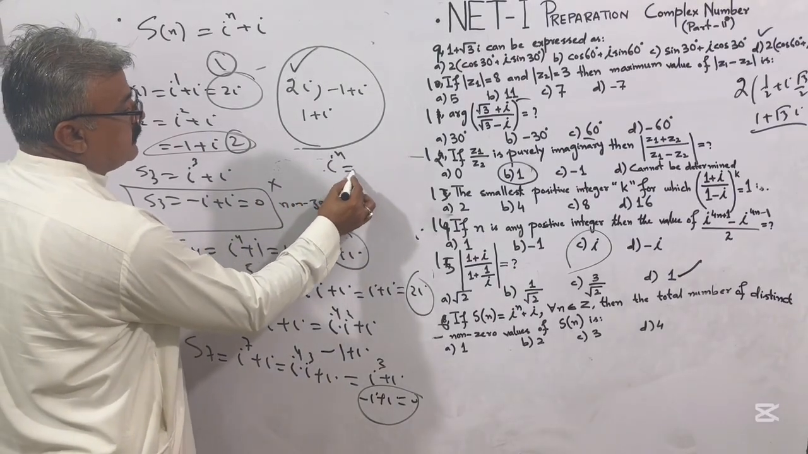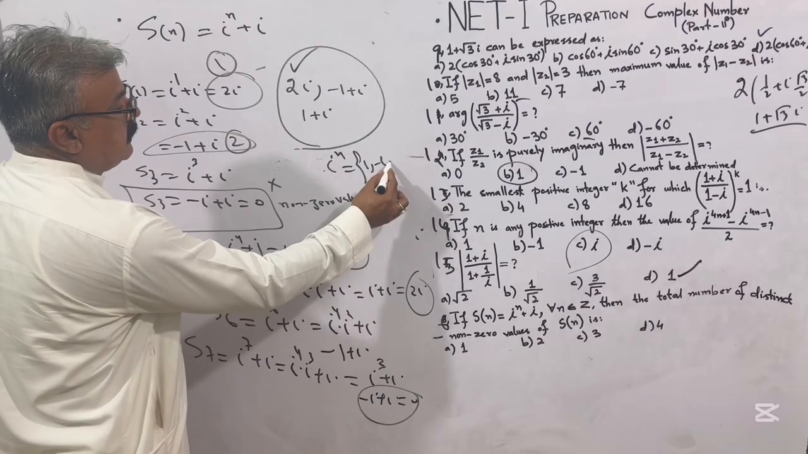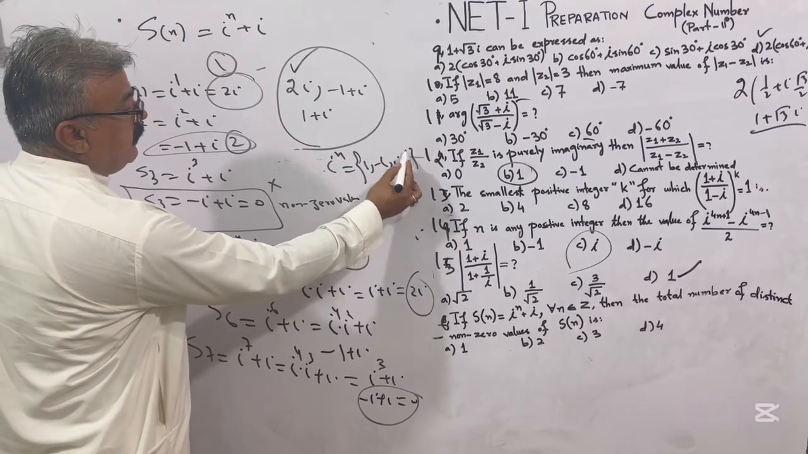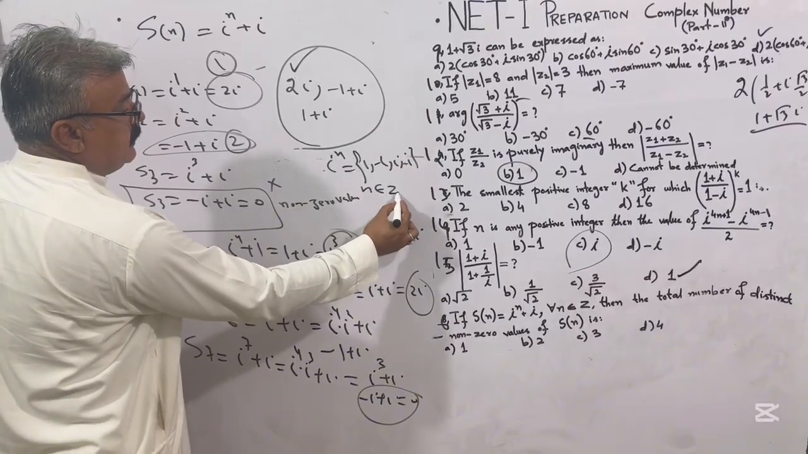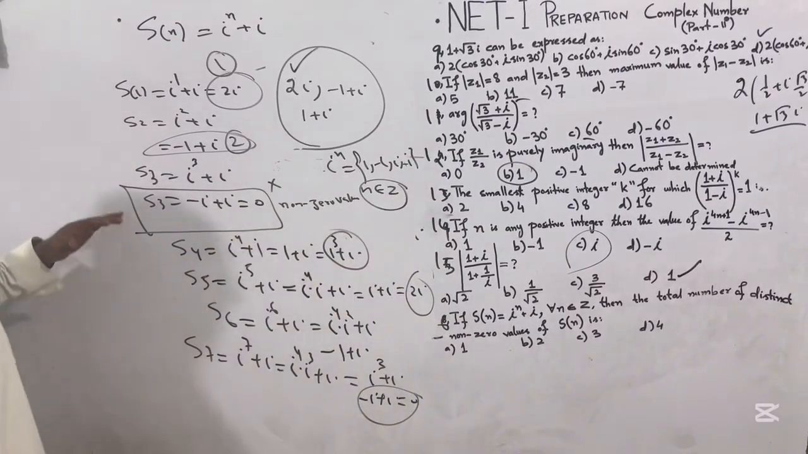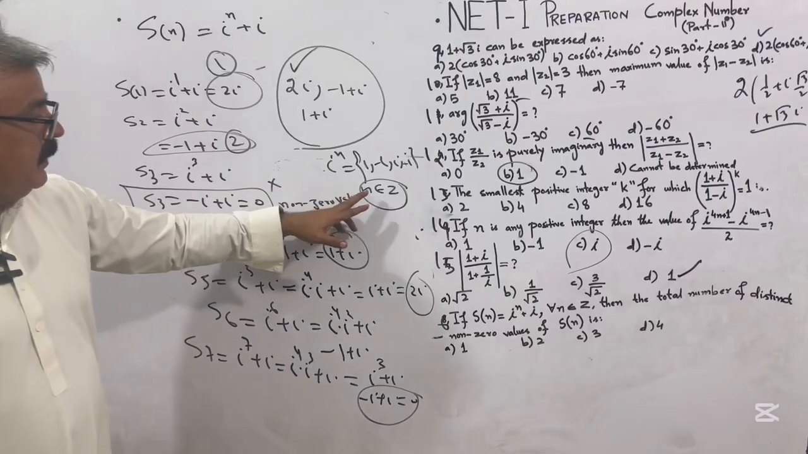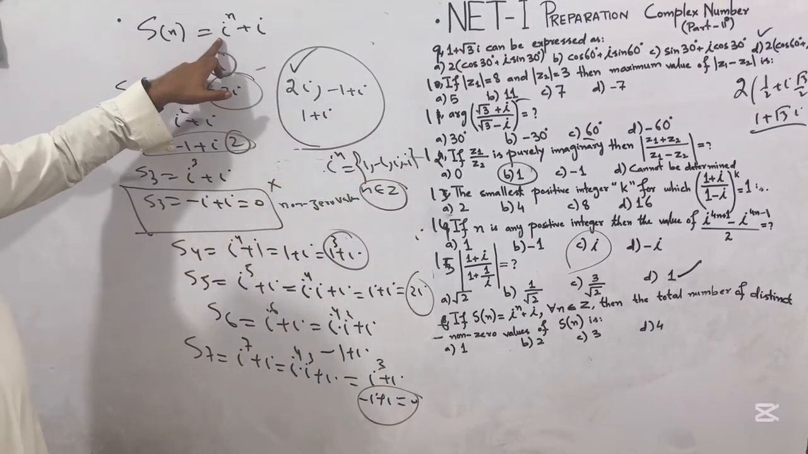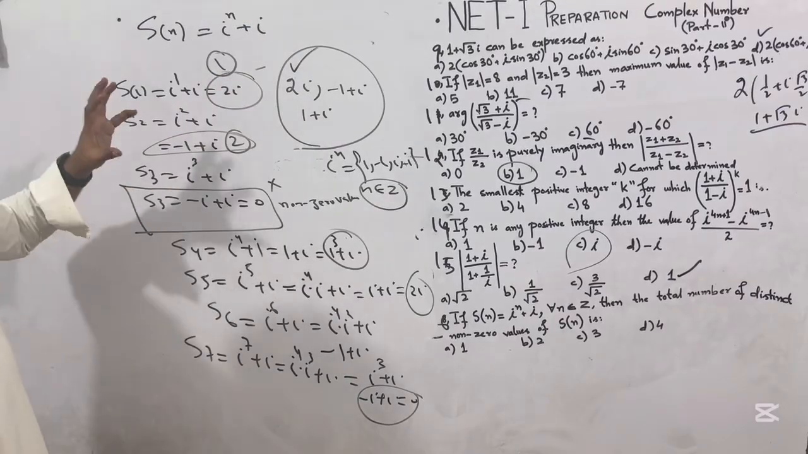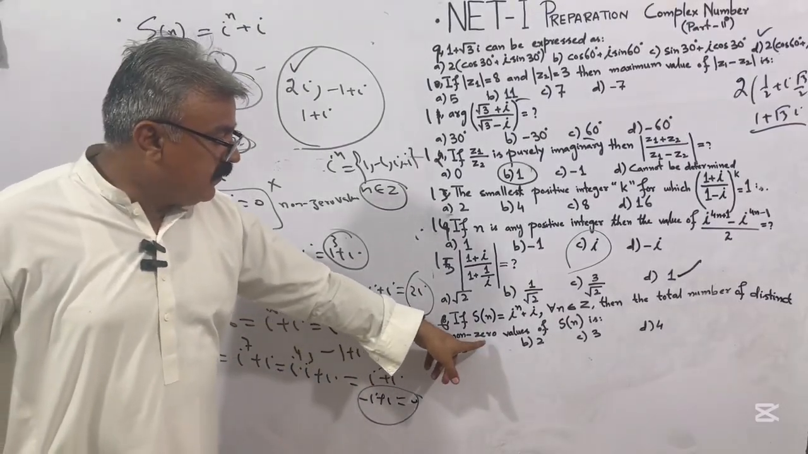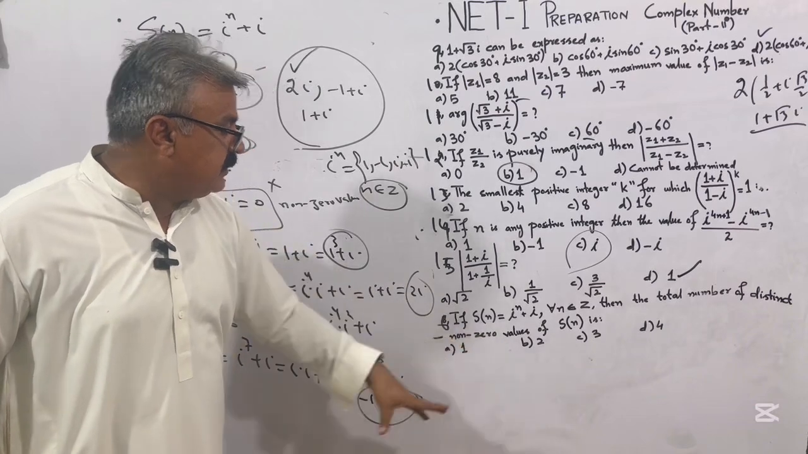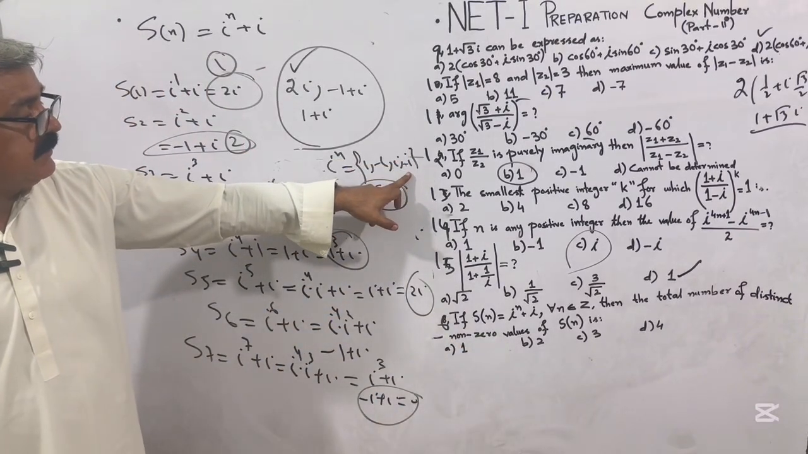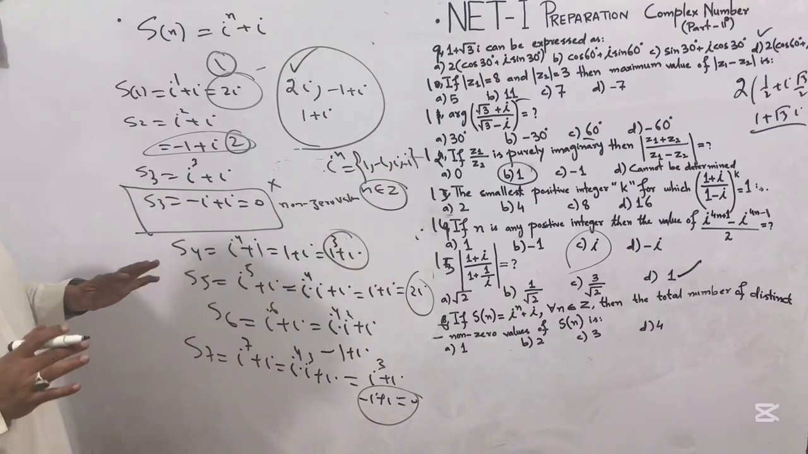Iota power n results in 1, minus 1, iota, minus iota when n belongs to integers. I have proved this as well. This is the loop. Whenever our answer is minus iota plus iota, it will become 0, and we are interested in non-zero values. That's why we are excluding this possibility. The remaining possibilities are 3.